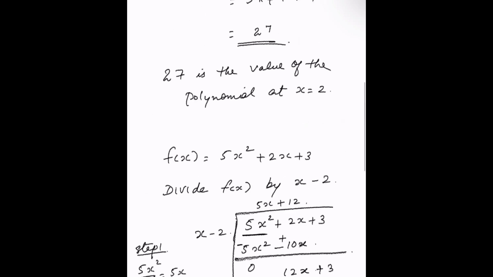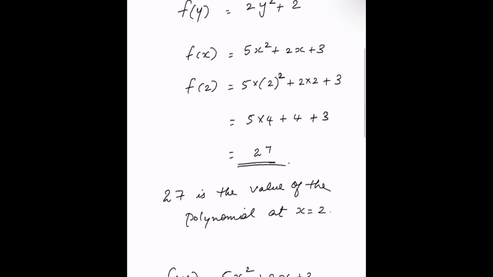Just scroll up and see: when the value of x was 2, what is the value I am getting? For the same polynomial, I am getting the value 27 here. Is it not? When the value of x was 2, I am getting 27. So you can consider the value 2 as, how did I get the value 2?